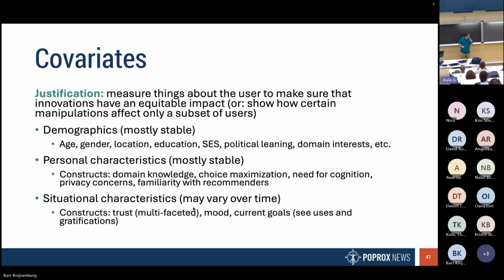And then situational characteristics, right? Trust has a really big impact on how people perceive LLMs, right? So with LLM-based recommender systems, I would always measure trust, not just how much people trust the LLM, but also how trusting they are in this particular situation, even before they start using the LLM, right? Your mood, your current goals, thinking about these uses and gratifications, taking all of these things into account is really important.